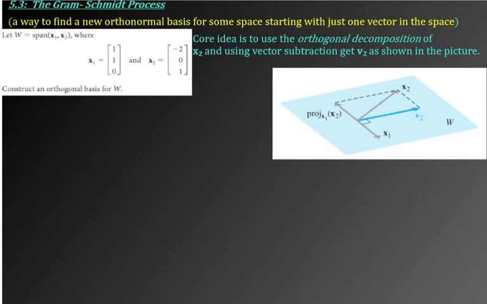So the plan for today is to talk about the Gram Schmidt process, which is really what we've been building to for a few videos now. It's going to give us a way to find a new orthonormal basis, one that describes the same space as a basis we might get, like these two, but the vectors will be orthonormal.